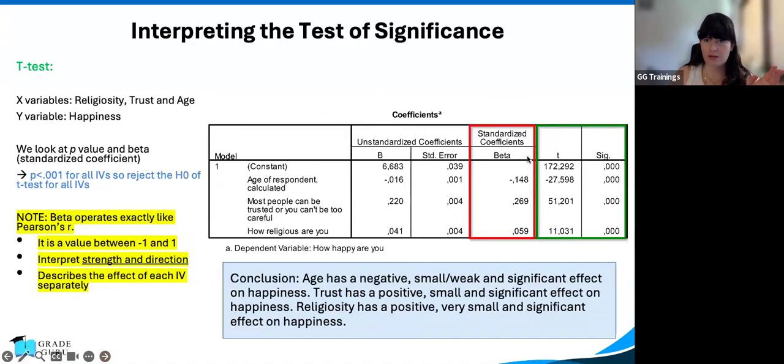Then you move on to your T-test, okay? And this is where this conclusion matters. So you would say, okay, P-value is low for the IV, so I would reject the H0. Age has a negative, small, insignificant effect on happiness. Then you move to the next IV. Okay, P is low, also reject that H0. And then trust has a positive, small, insignificant effect on happiness. Then for the final variable, do it all again, and then you're done.